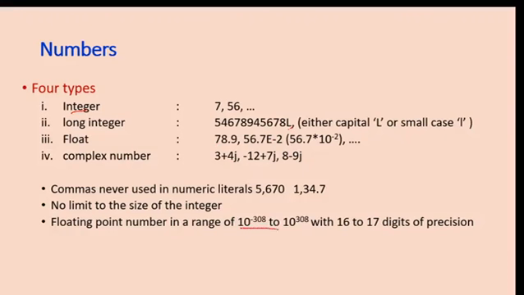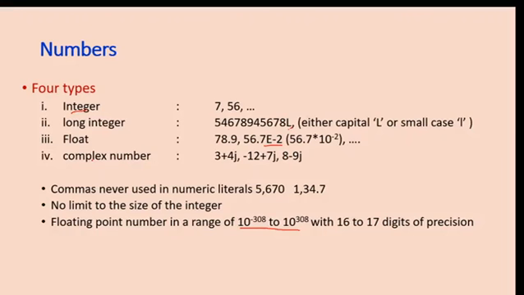And for float values, you have to specify values with a decimal point. The range of values supported in Python is 10 power minus 308 to 10 power 308 with 16 to 17 digits of precision after the decimal point. This can be given in exponent form also.